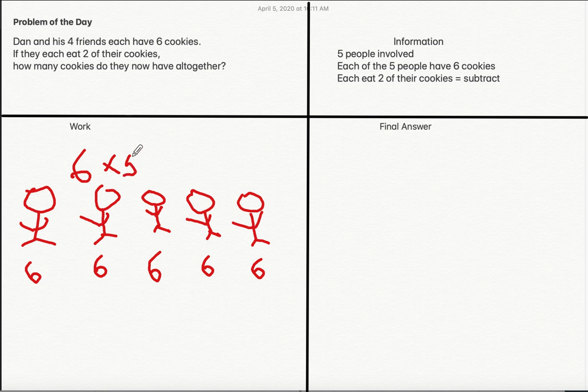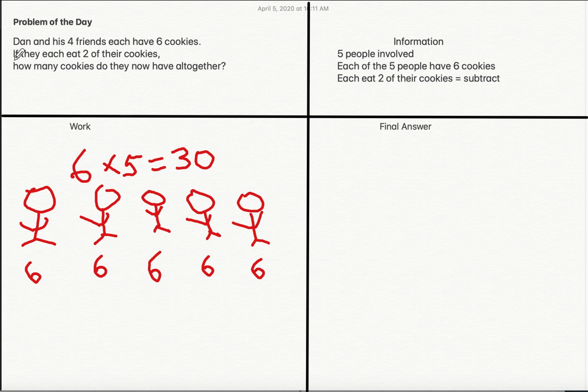See, babies, you should all know what 6 times 5 is. It's 30, right? 30. So I know I have 30 cookies to start with. Is that my final answer? No, it's not my final answer, right? So I have 30 cookies.